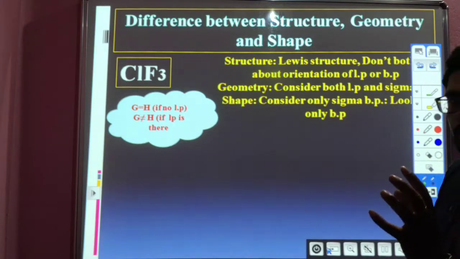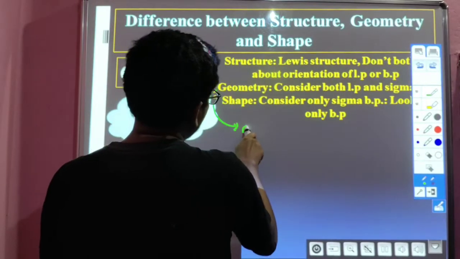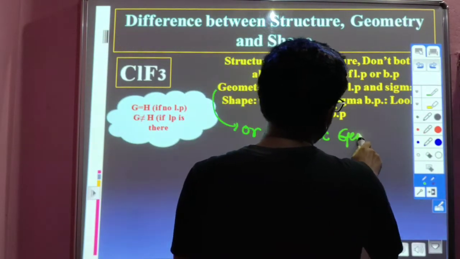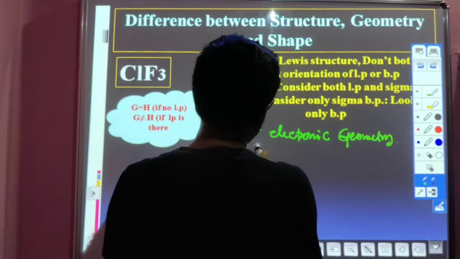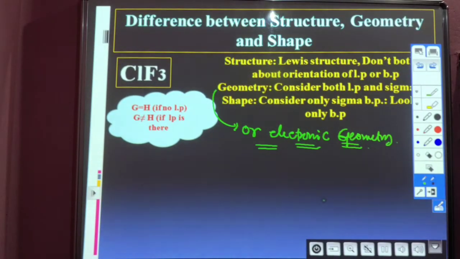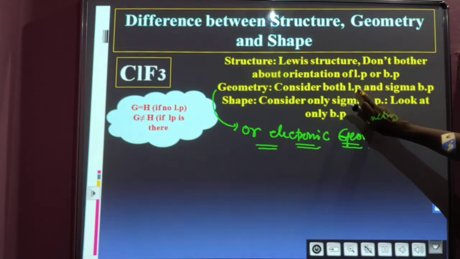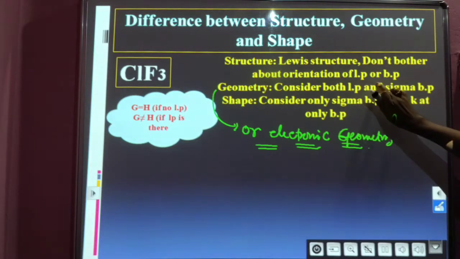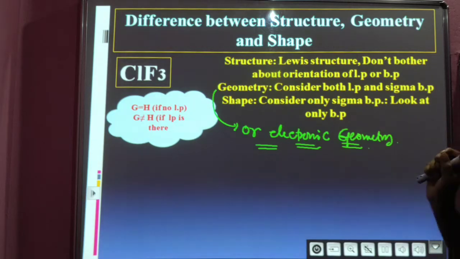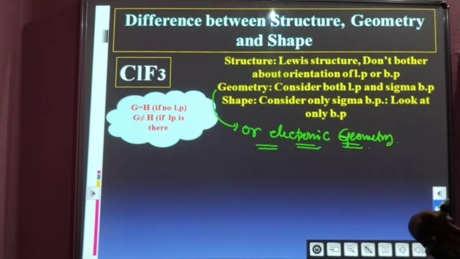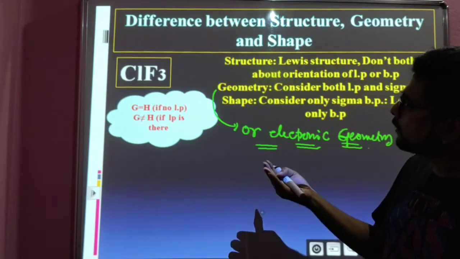When we talk about geometry, or electronic geometry, in geometry we will consider both lone pair and sigma bond pair. Orientation is important. How do we get the geometry?